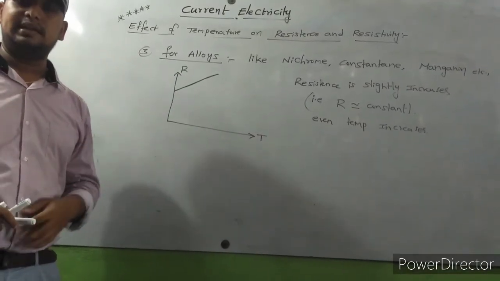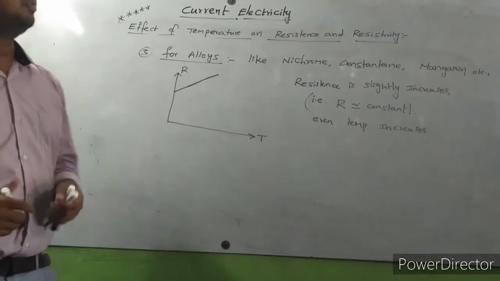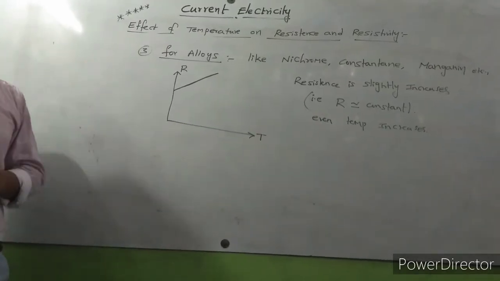For insulators, resistance is infinity, resistivity is infinity. That is the fourth. Resistance is infinity and resistivity is infinity. These are the graphs.